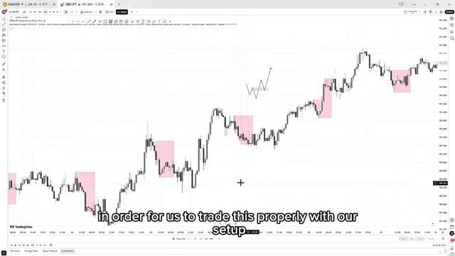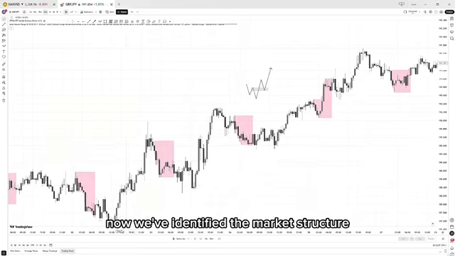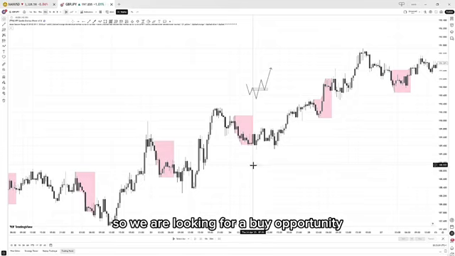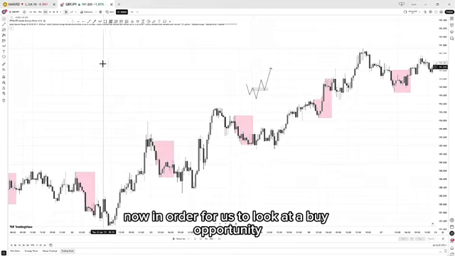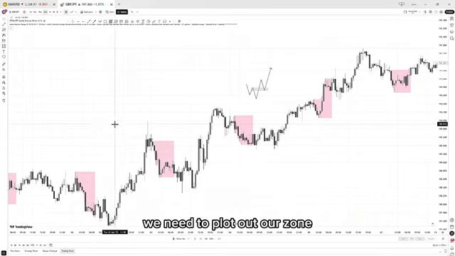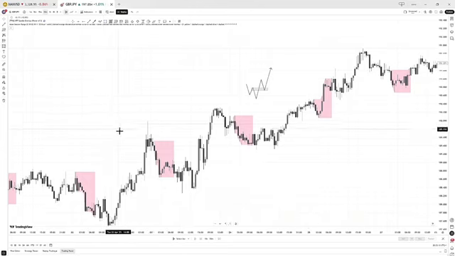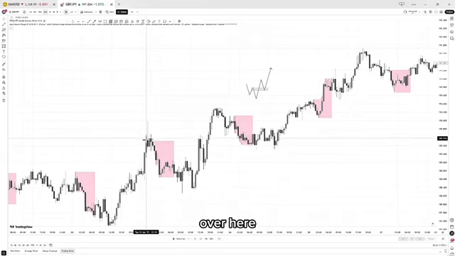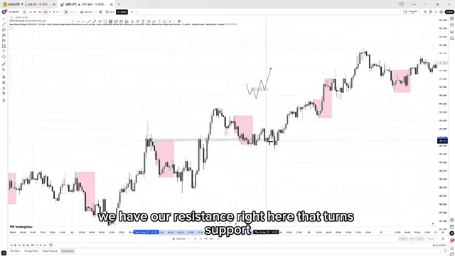In order for us to trade this properly with our setup, now we've identified the market structure, which tells us that this market is trading upwards. So we are looking for a buy opportunity. Now, in order for us to look at a buy opportunity, we need to plot out our zone. Now, where is the resistance that turns support? Over here, we have our resistance right here that turns support.